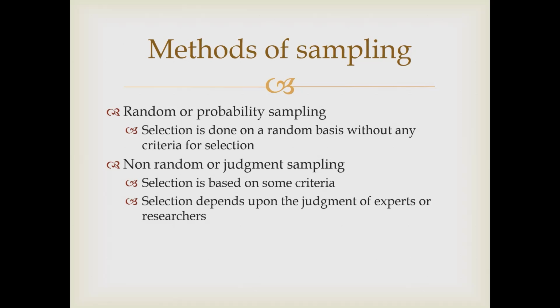The best example of random or probability sampling: you know lottery, the government has lottery, Kerala lottery. Supposing 50,000 people have taken lottery tickets, and each lottery has a number. So we have to select the first prize. How do you select? That is the question.